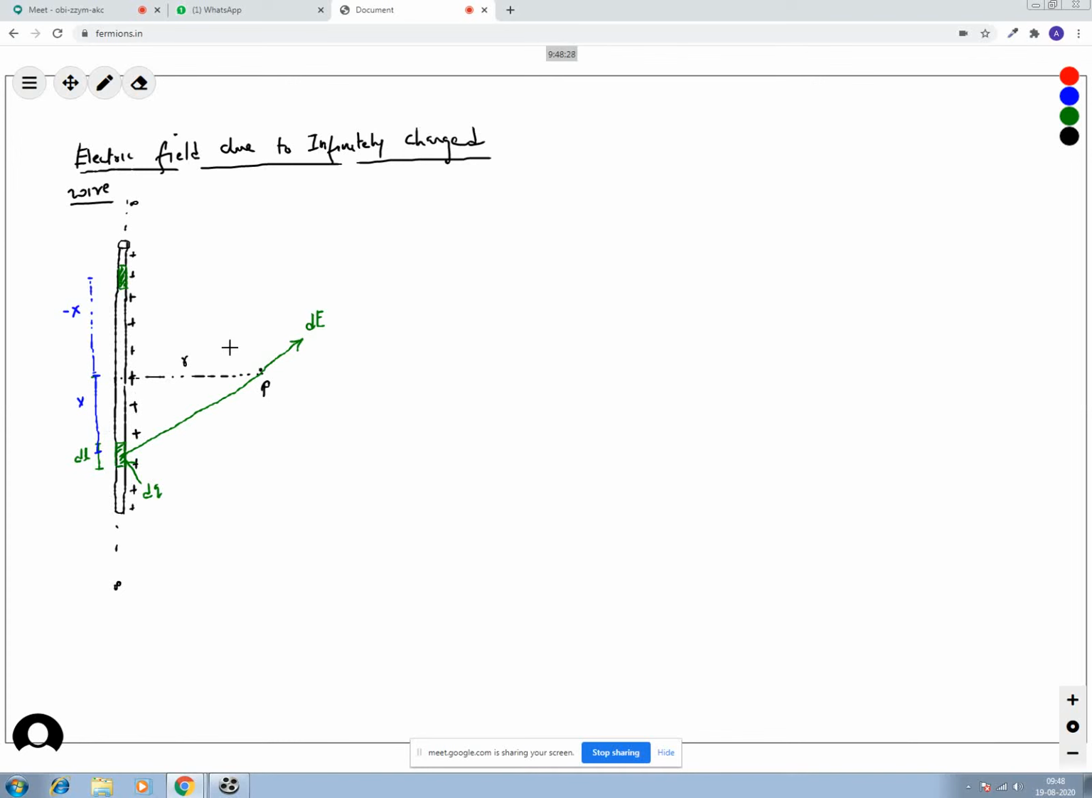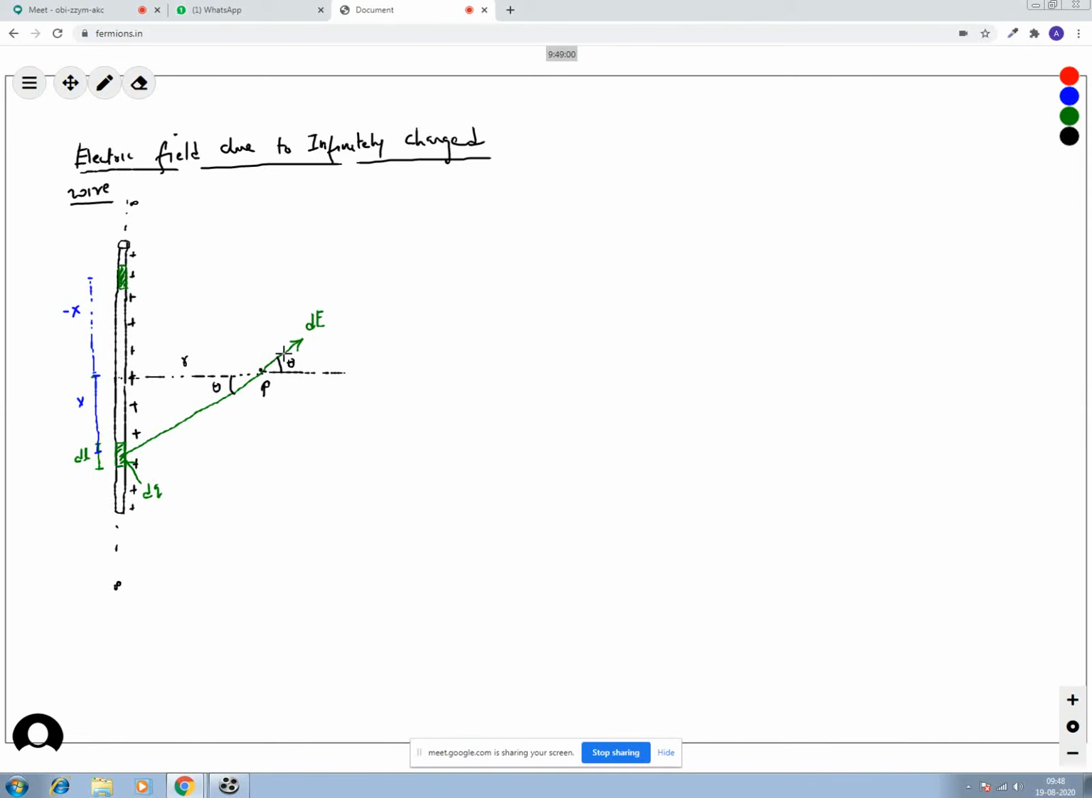Now if I extend this line, we need to know what is the electric field from this point. So let's say this is theta. If this is theta, then this is also theta. I will explain why you need to take this theta, and why you are not taking the other angle. Because you will see very soon why.